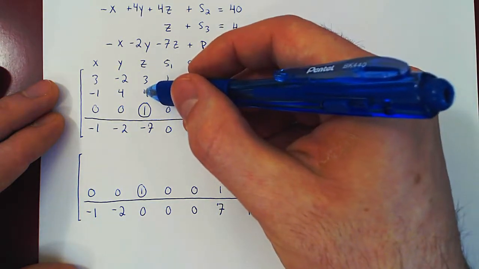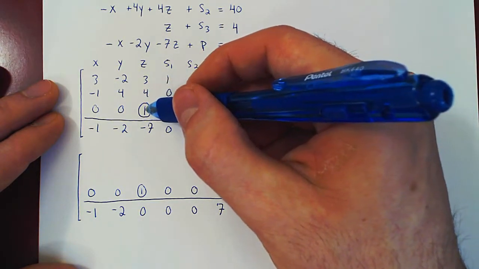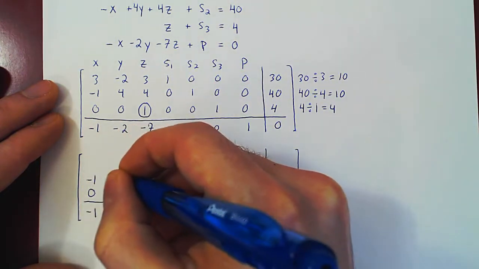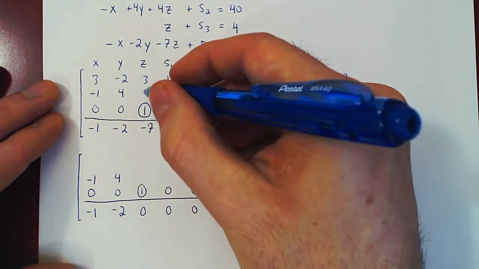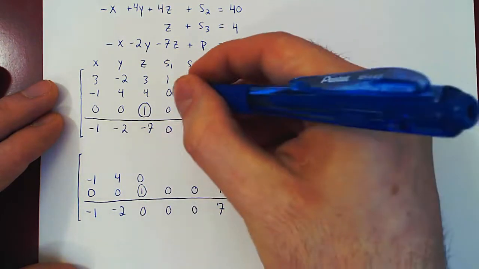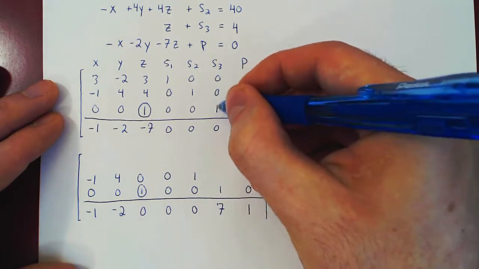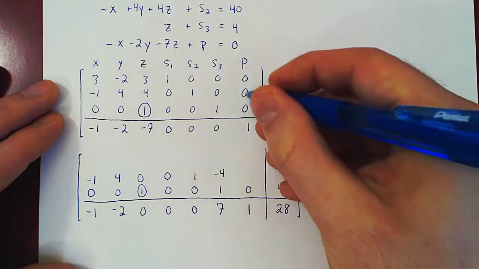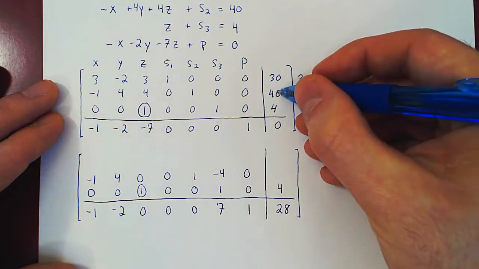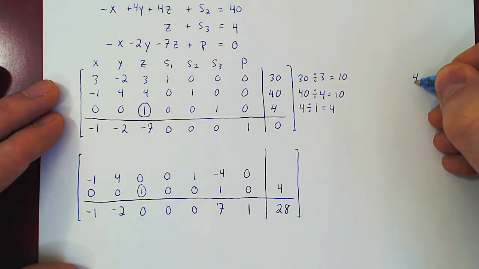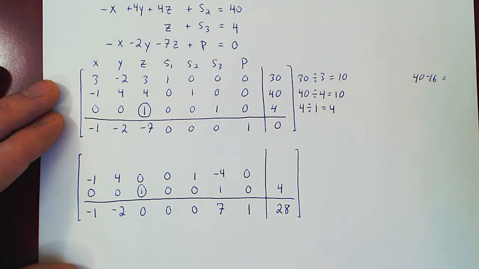Let's scale this 4 by doing row 2 minus 4 of row 3. So negative 1, 4 stay the same. 4 minus 4 is 0. 0 minus 0, 0. 1 minus 0, 1. 0 minus 4, negative 4. 0 minus 0, 0. 40 minus 4 times 4 is 40 minus 16, which gives us 24.